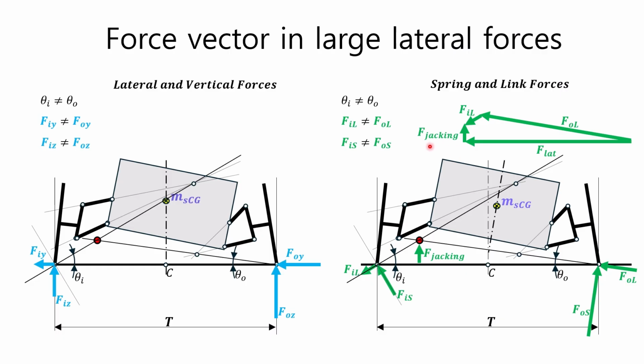Since the jacking force generates a vertical force on the roll center, it inevitably tends to rotate the sprung mass. In this way, since the forces acting on the link cause the sprung mass to rotate about the roll center, the roll center obtained in this way is neither a kinematic instant center nor a true roll center.